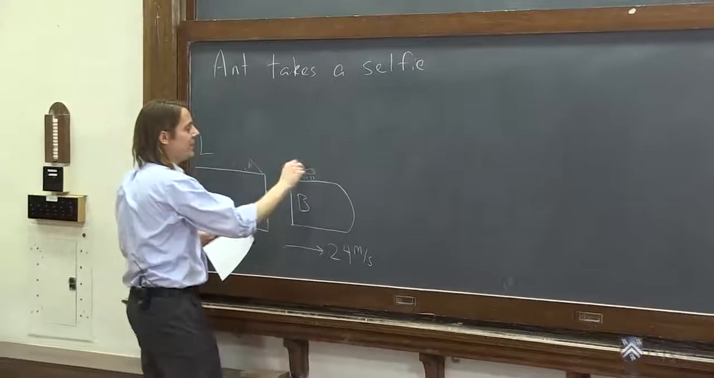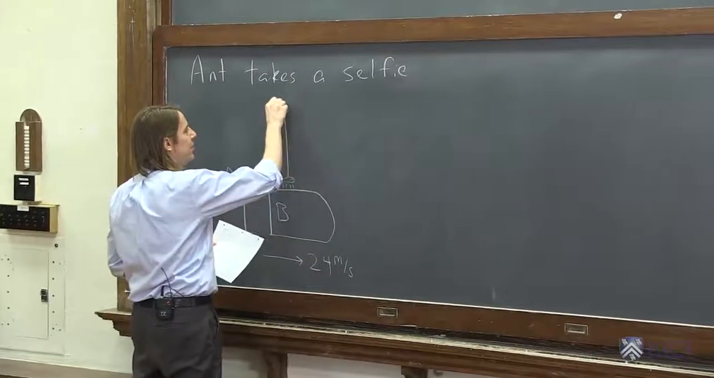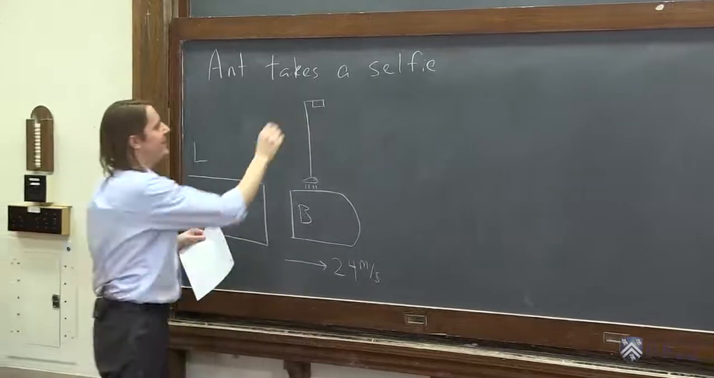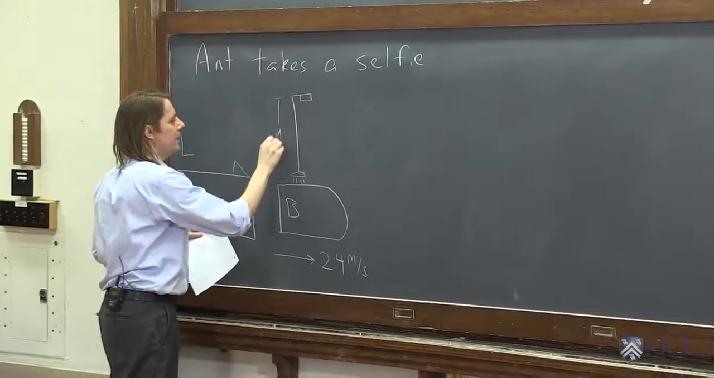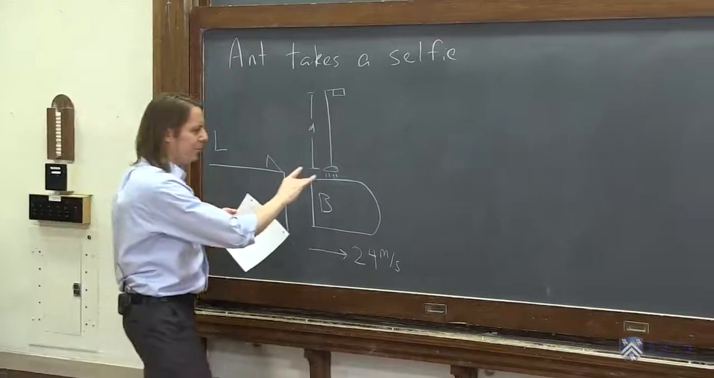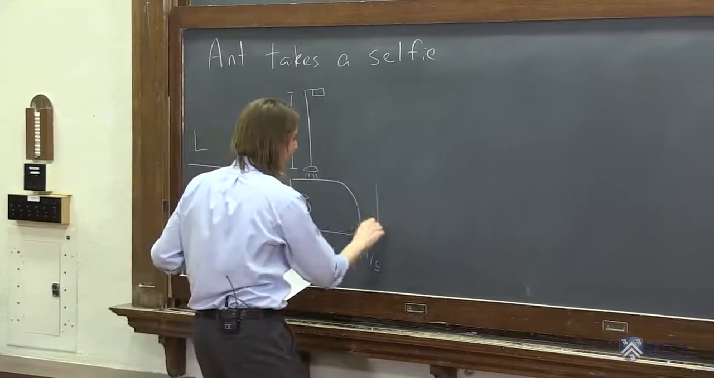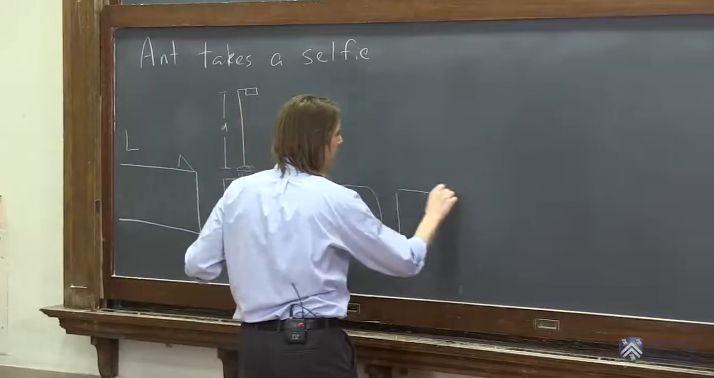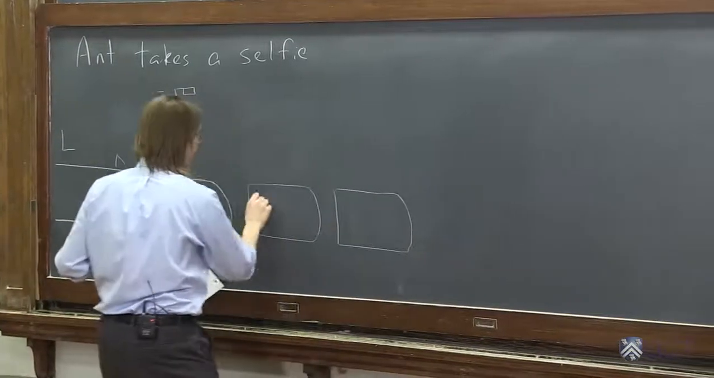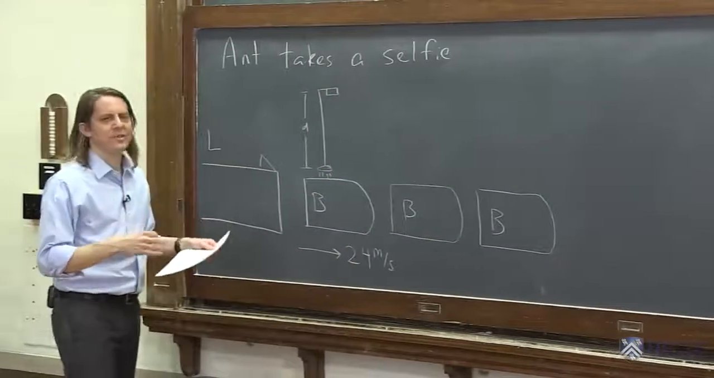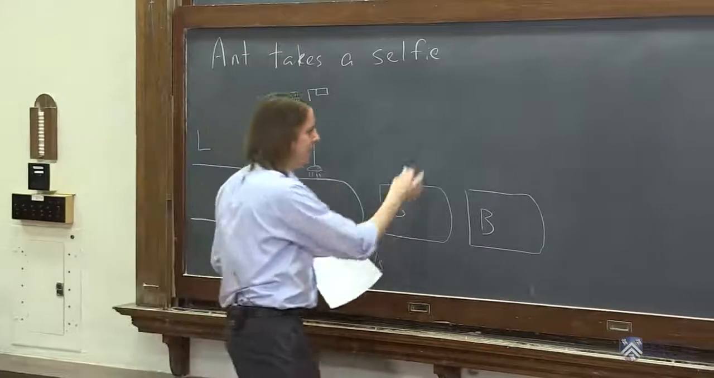So the ant has a selfie stick up here, going to his camera phone right there. And that distance, the length of his selfie stick, is D. Okay. Now the bullet is moving forward. So let's draw the ant and the bullet at three different times. We know it's moving forward. These are just three snapshots of time, here, here, and here.